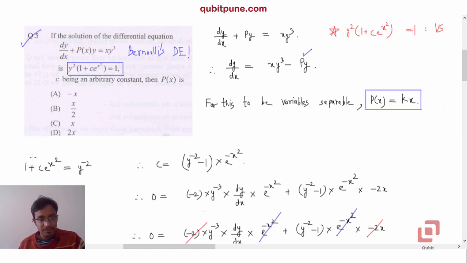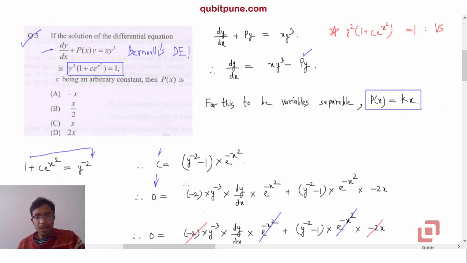So first step is you shift 1 to this side and then you divide both sides by e^(x²). If you do that, then you will get c on one side, and on the other side you will have (y⁻² − 1) e^(−x²). Now the sole purpose of doing this step is we can now differentiate and get rid of the arbitrary constant, which will give rise to the differential equation which we have here, and thereby we'll get p(x).